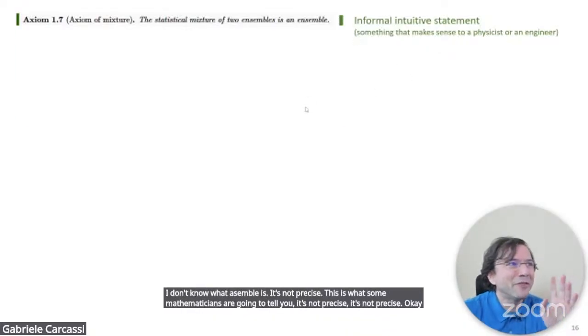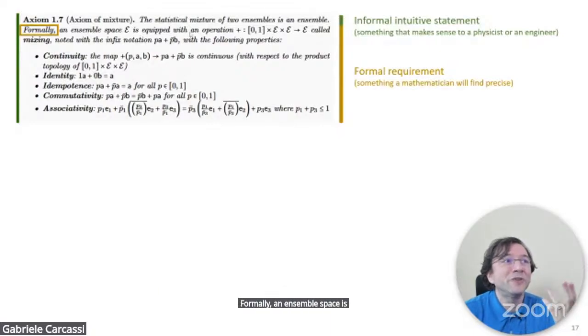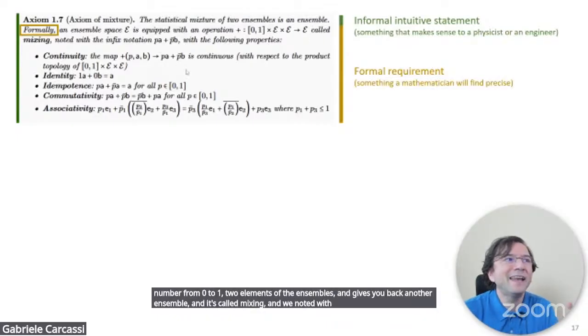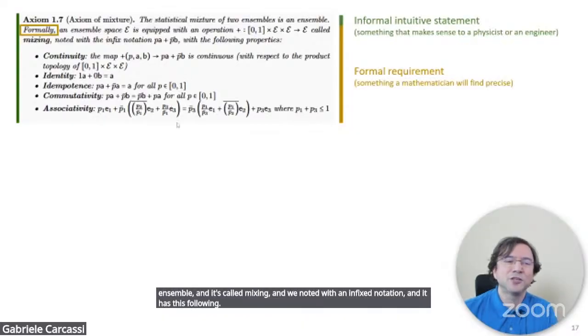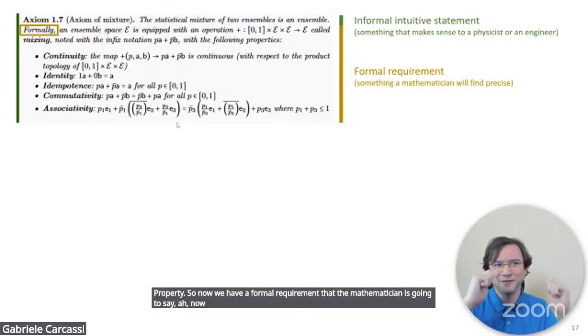So you say, okay, mathematician, formally, an ensemble space is equipped with an operation plus that takes a number from 0 to 1, two elements of the ensembles, and gives you back another ensemble. It's called mixing, and we note it with an infix notation. And it has the following property. So now we have a formal requirement, and the mathematician is going to say, now this feels precise.